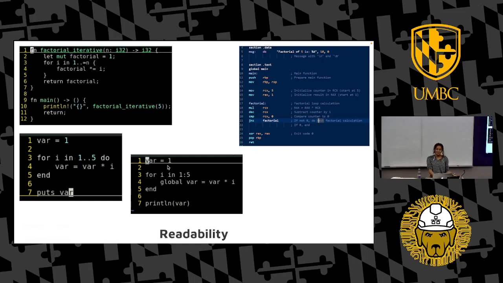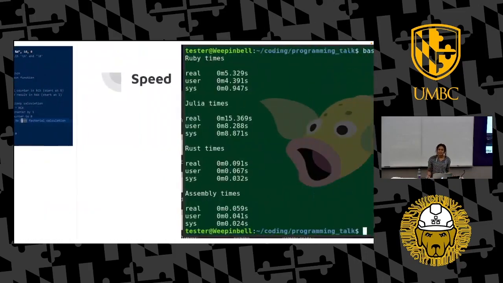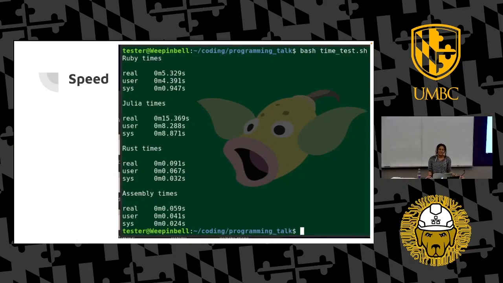Anyway, as you can see, Rust sits in the middle of the two, where it's not as hard to read as assembly, but it's not as easy to read as Ruby or Julia. Next up is speed, because we all care about how fast it takes the program to run, right? Julia's a bad example of just-in-time compiled languages, guys. It did worse than everything, by a lot.